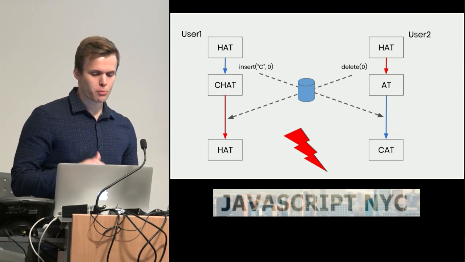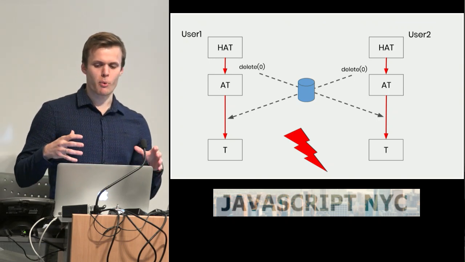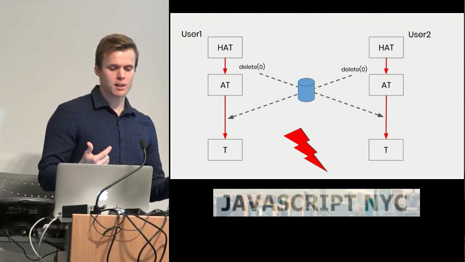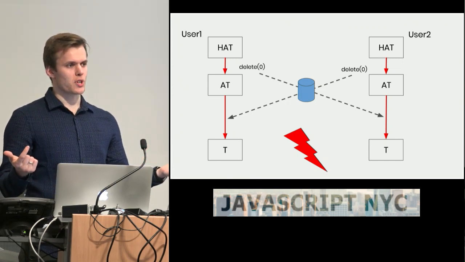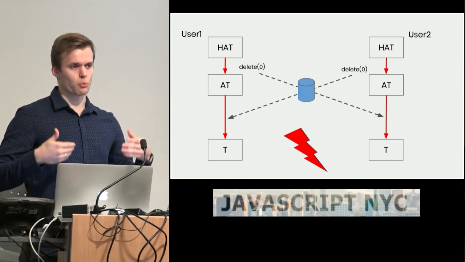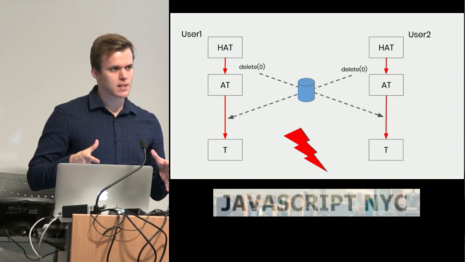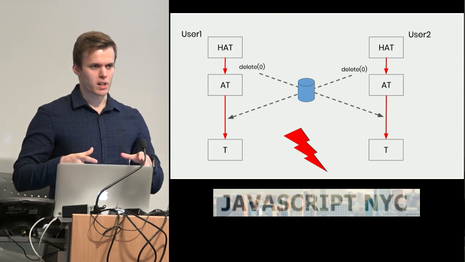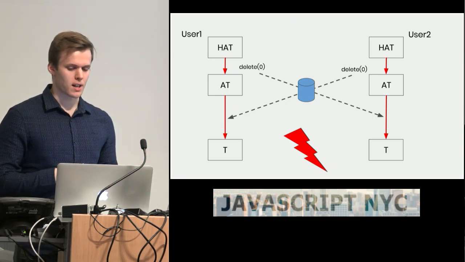Another problem happens when users make concurrent deletes. If both users delete the same character at the same time, in this case they both delete H, they get ats, but then those operations are sent across and reapplied a second time, so they end up with T. So even though they stay consistent, it's not what either user wanted. We lose user intention. Each user wanted to have ats, and they lost that.